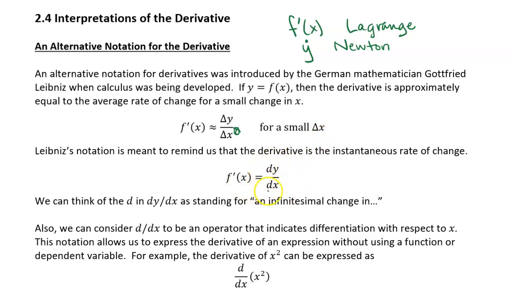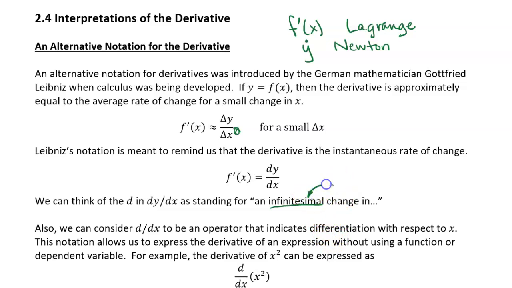And so this dy over dx is meant to remind us that the derivative is the change in y for an infinitesimal change in x. Okay, that's what the d means. So we're using a d instead of a Greek letter delta, the triangle. We're using a d, and you can think of the d in dy dx as standing for an infinitesimal change in the quantity. That just means that it's infinitesimally small.